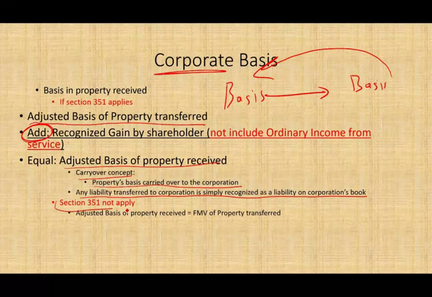Now, if there was a transfer and Section 351 does not apply, then the adjusted basis no longer applies. Whatever you contributed, we have to use the fair market value of the property transferred. So the adjusted basis only applies in a Section 351 transfer. If Section 351 does not apply and you contribute something to the corporation, we no longer use the basis, we use the fair market value. The fair market value. Okay?